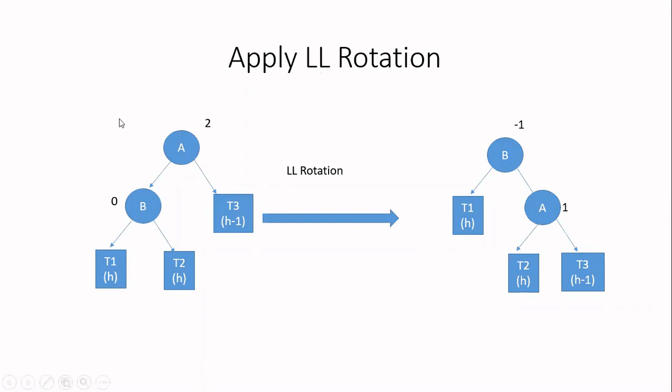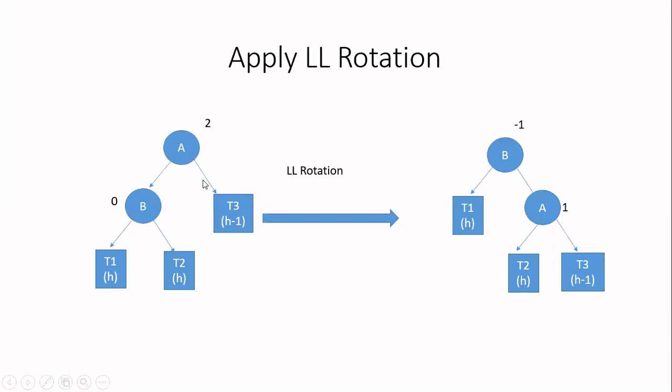So now, this has the balance problem. I am going to apply LL rotation. That means I am going to rotate in the clockwise direction about the node A, because this is the top node having the imbalance problem. So you rotate this tree. So there is a thread here. I'm going to pull the thread down in the clockwise direction.